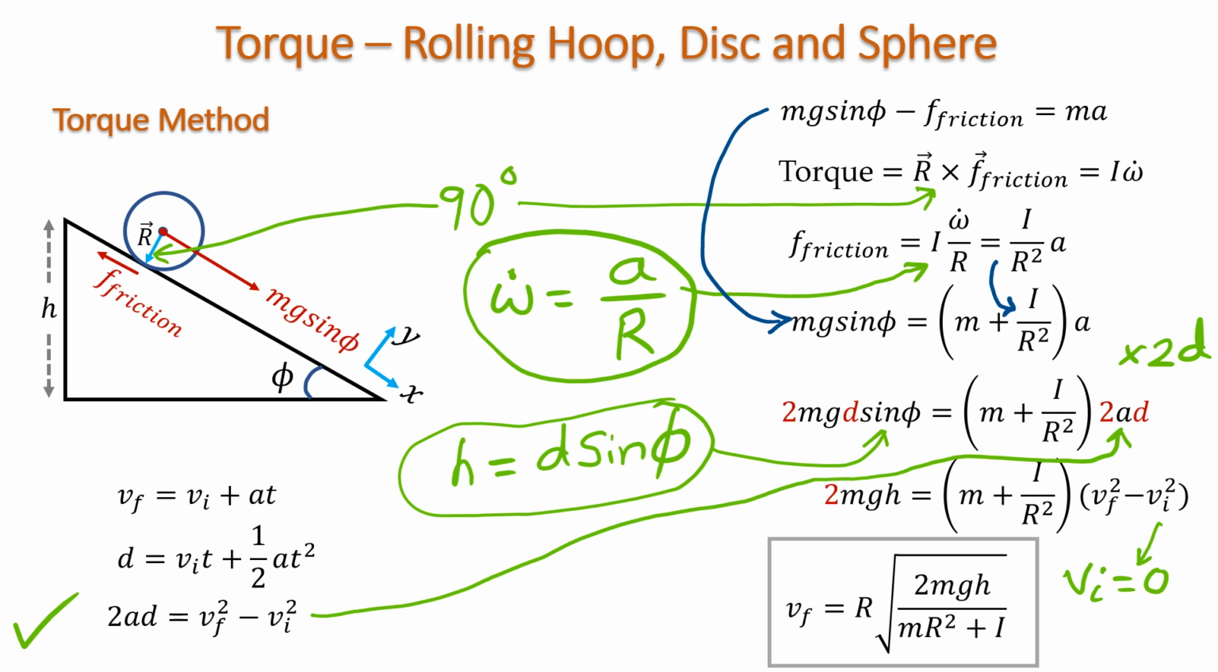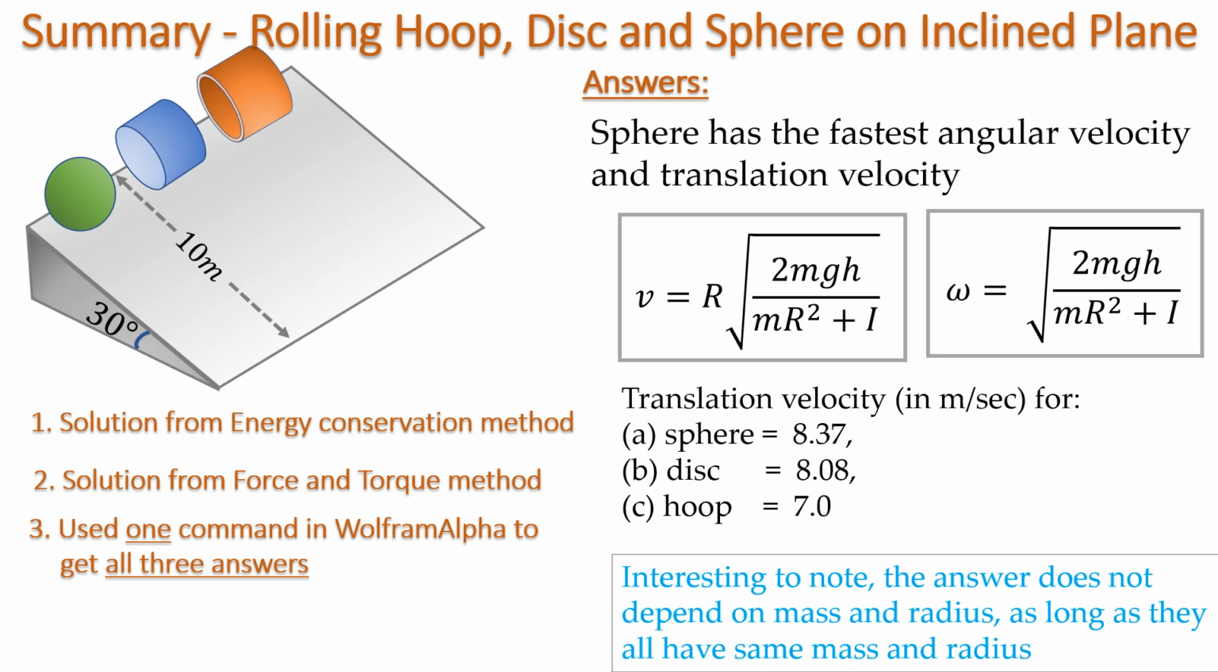I hope you enjoyed the derivation here. In this last slide, let us summarize. We solved the problem by two methods. One by conservation of energy method, which was quite easy. Second method was using the force and torque equation. We also used WolframAlpha, which you can consider as analytical calculator, to solve all the three in one command. We find the sphere rolled is the fastest because moment of inertia was the least.